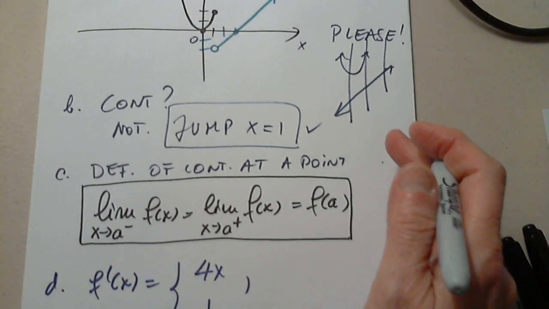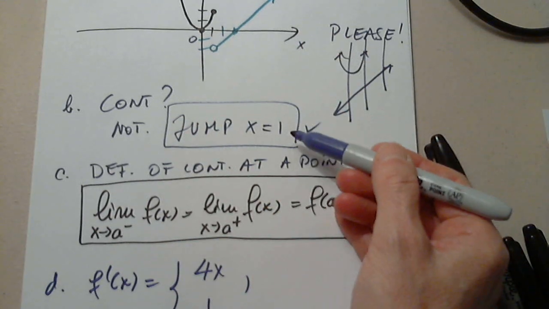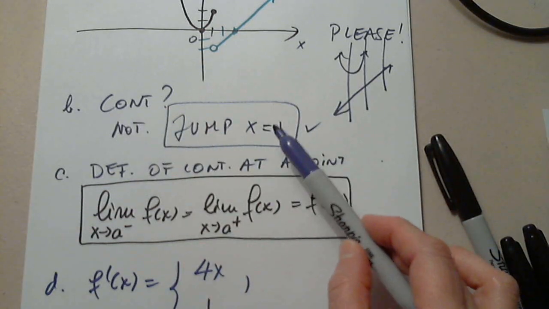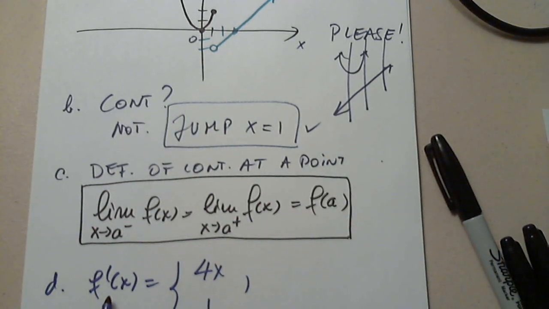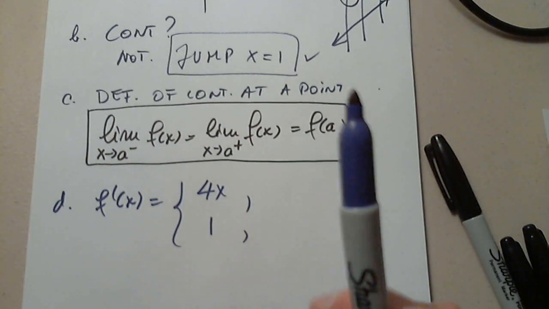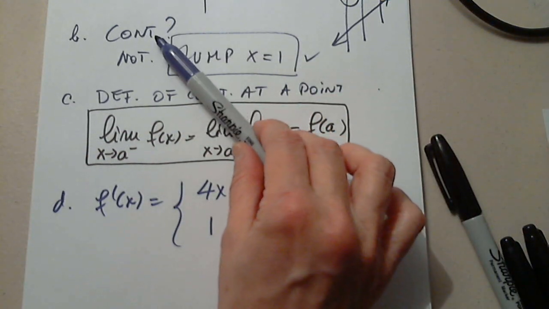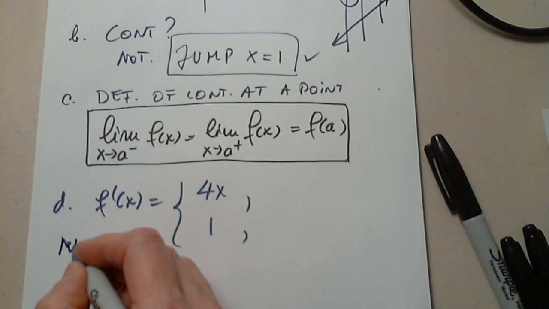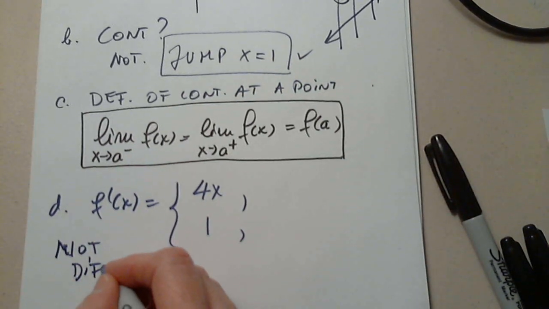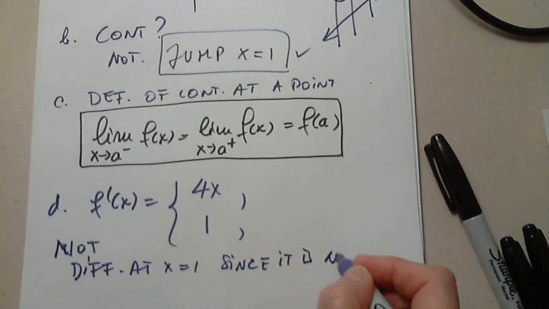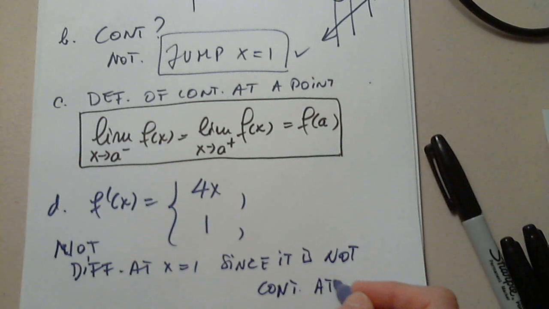So now, John told us already, this is not continuous. It's a jump at x equals 1. Here's my question now. If the function is not continuous at 1, will the derivative exist at 1? Would we know? No, it is not differentiable at x equals 1, since it is not continuous at x equals 1.